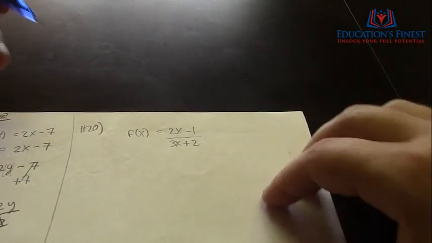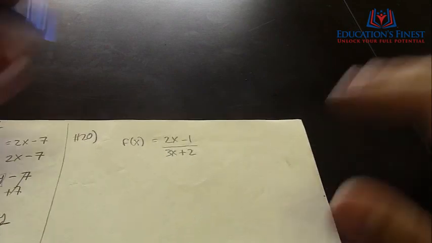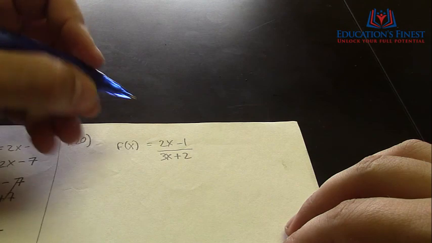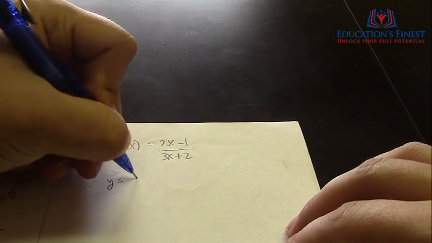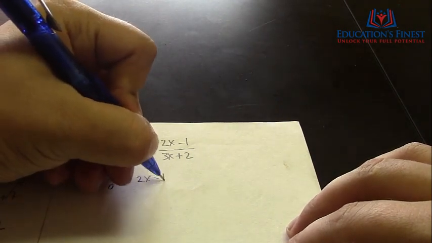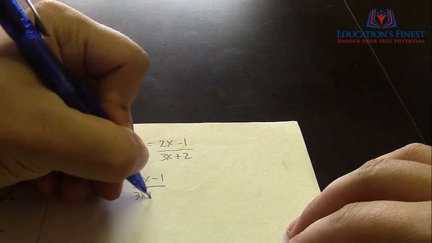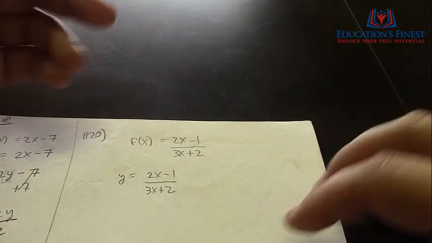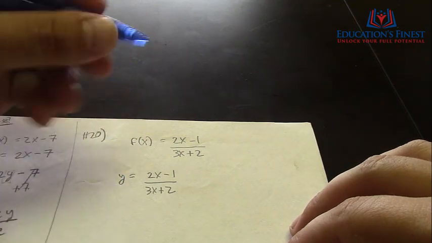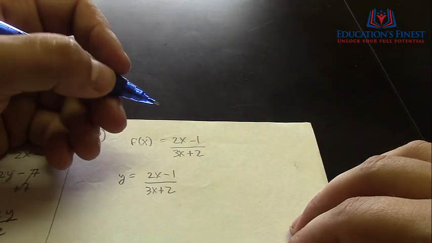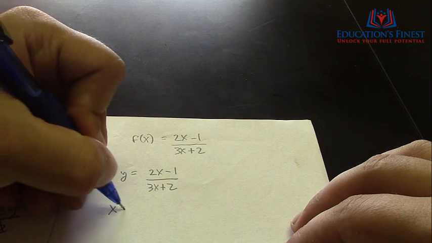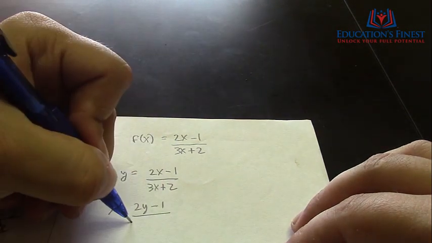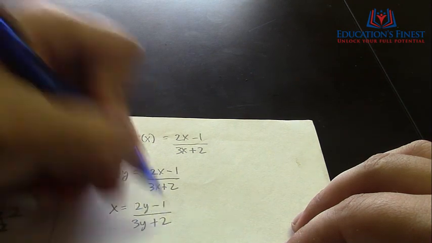All right, number 20. Same direction, try to find the inverse. This one's going to be a little bit harder, but again, same process. So change your f of x to a y. So we have y equals (2x minus 1) over (3x plus 2). Now you're just going to flop all of your y's and x's. Wherever there's a y, put an x. Where there's an x, you put a y. So you got x equals (2y minus 1) all over (3y plus 2).